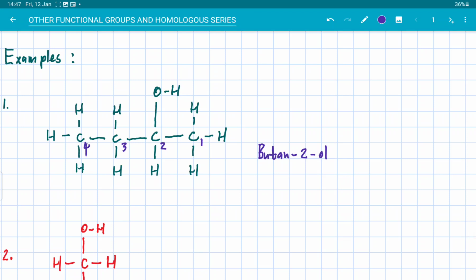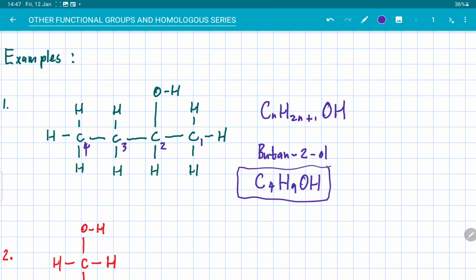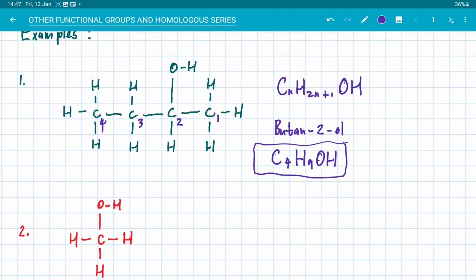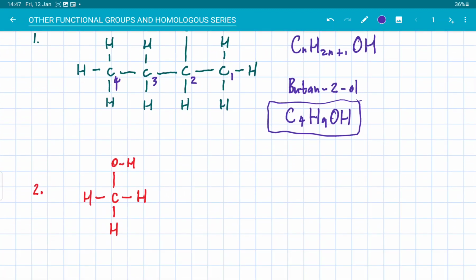And if you remember, the general formula is CnH2n+1OH. So it's C4H, 2 times 4 is 8, 8 plus 1 is 9, so C4H9OH. Now we are balanced. It corresponds to this molecular formula. I'm not going to do this for all of them. I'll just do it for the first homologous series.